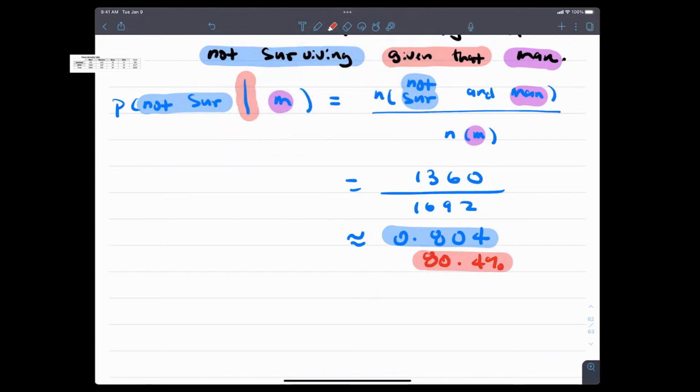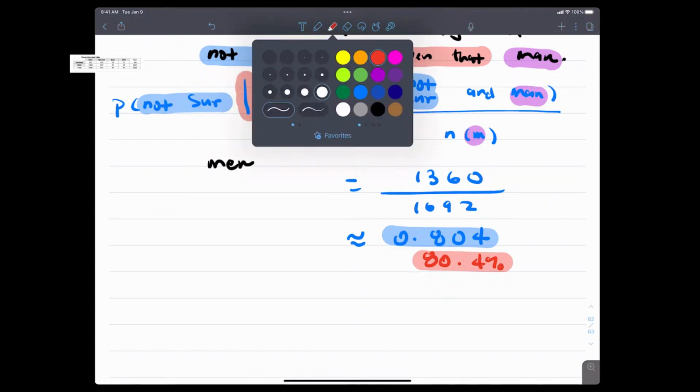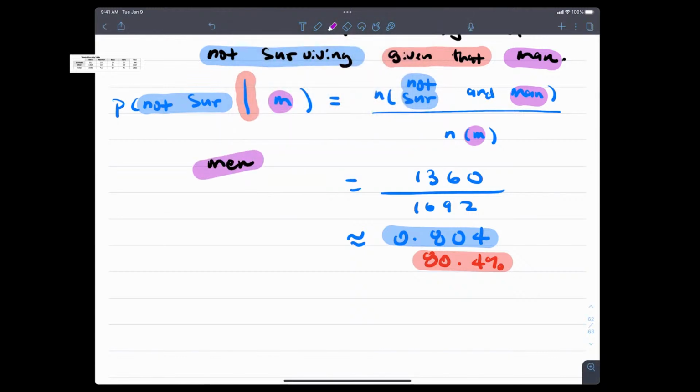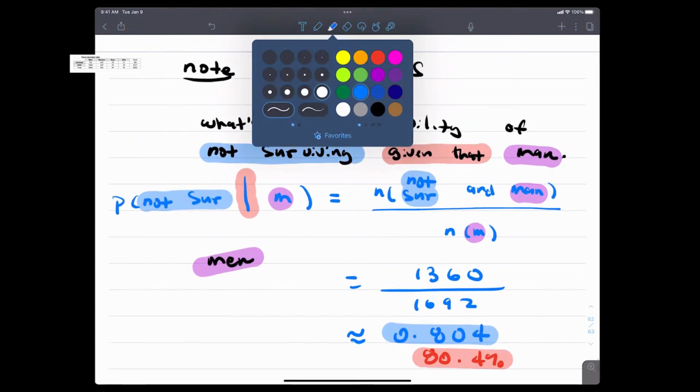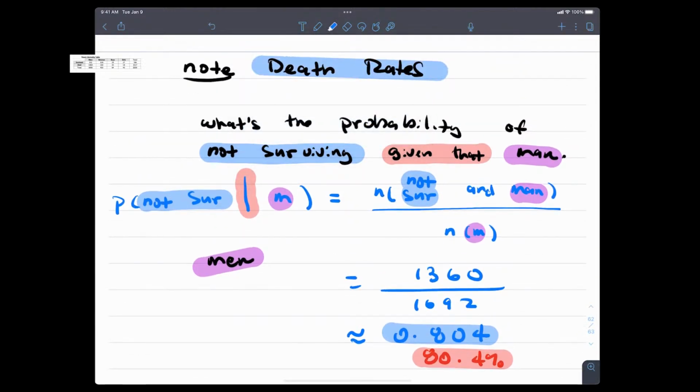Of what group? Of men. This is the group. So I just want to let you guys know, we can talk about survival rates, or we can talk about death rates. You just use the same definitions. Not that big of a deal. Just use the definition. What do you guys think?